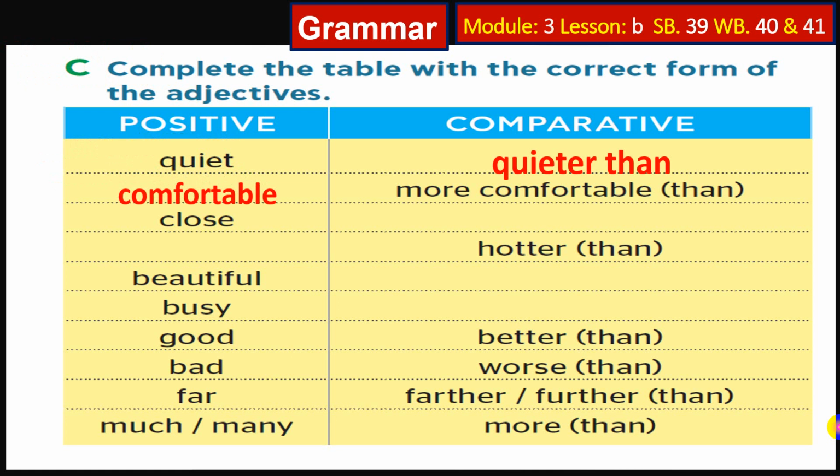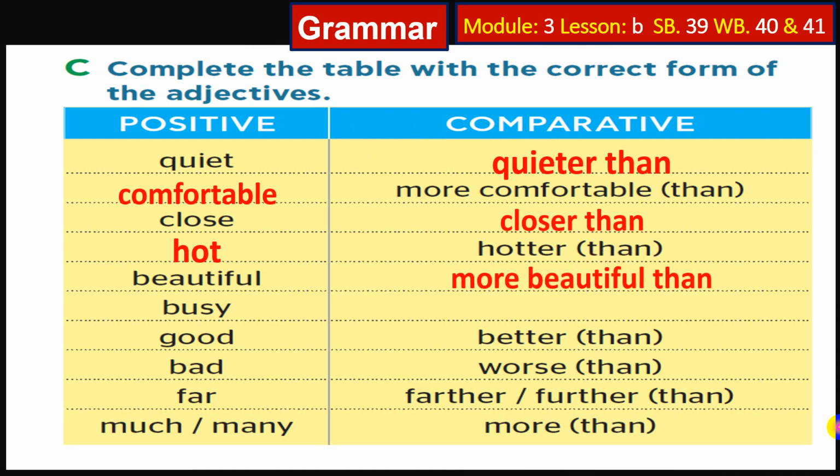You can now pause the video, answer in your book, then come back to check your answers. So I have here close, closer than, hot, hotter than, beautiful. You can do this one with a clap for each syllable to get the point. This one consists of three syllables, so I cannot add er to the end. So I add what? More. More beautiful than. Okay? Busy, busier than.